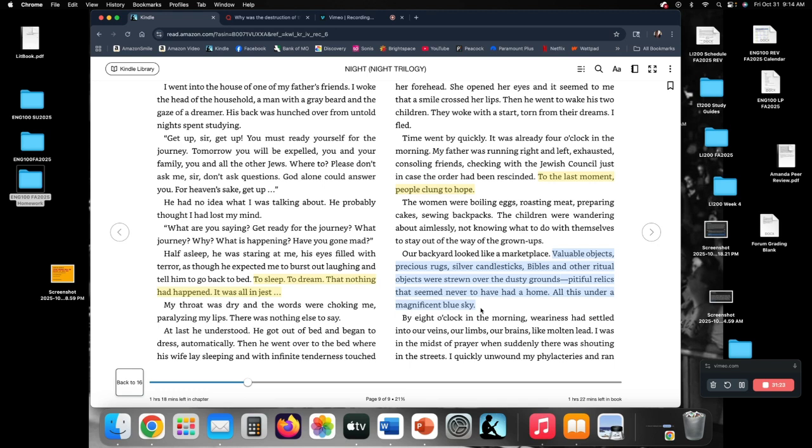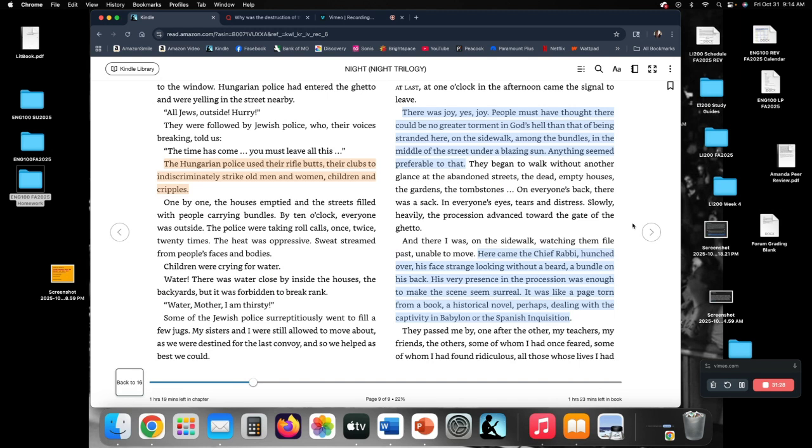So we have that contrast, and then Elie's family is one of the last to leave. Here's the first example through the Hungarian police of just unprovoked violence. They use their rifle butts, their clubs to indiscriminately strike old men, women, children, and cripples. And that is an example of Elie's understatement. He just throws it away. He just puts it there. There's no reaction to the absolute horror of that. It's not described in great detail. It's presented as a fact.